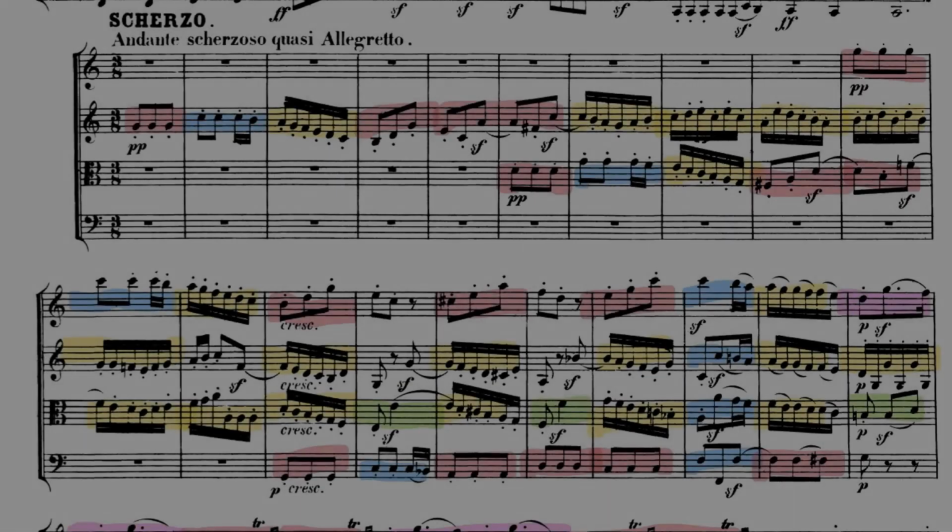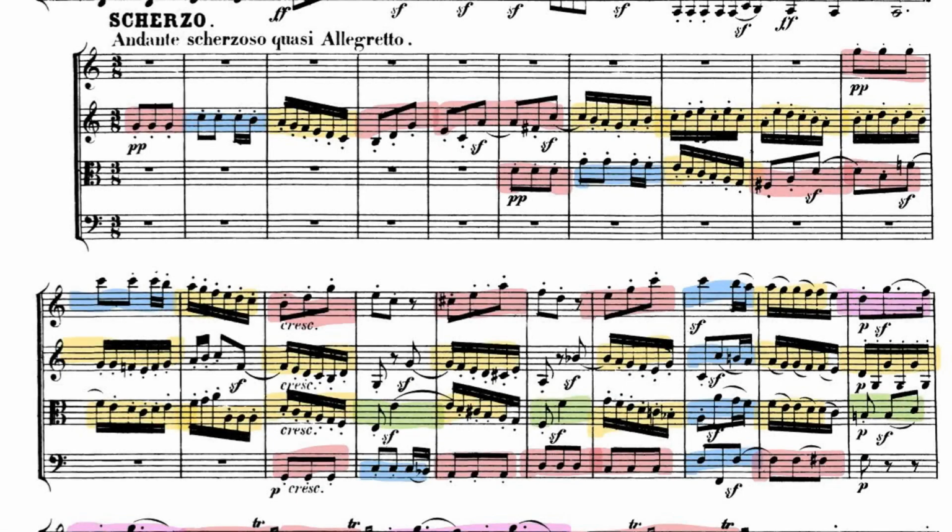So I think actually that was all I had to say. Let's listen to the whole piece actually before the video ends. I will have all the colors of the fragments in the score, which took forever to draw on, so I hope you'll appreciate that.